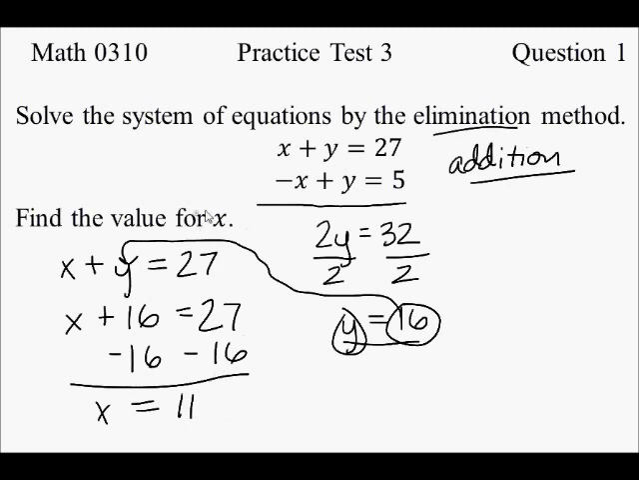This question says find the value for x. And so if we look at the answer choices, we see that x equals 11. That would be answer choice E.